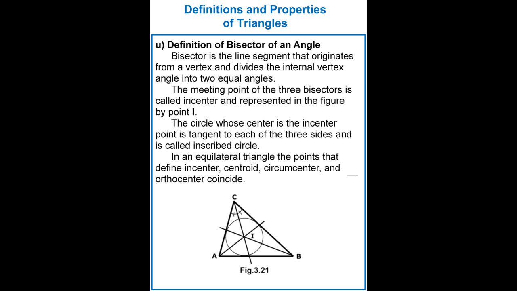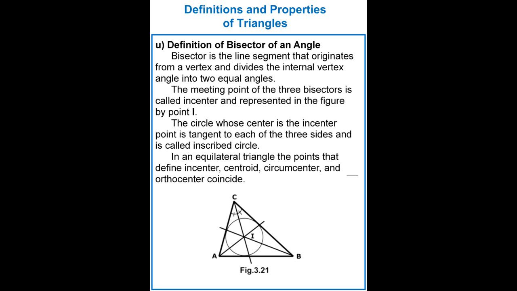In this first slide of this fourth class of Chapter 3 of this course of Basic Geometry, figure 3.21 is presented, which introduces the concept of the bisector of angle. Bisector of angle is the line segment that originates from a vertex and divides the internal vertex angle in two equal angles. In a triangle, there are three bisectors of angles.